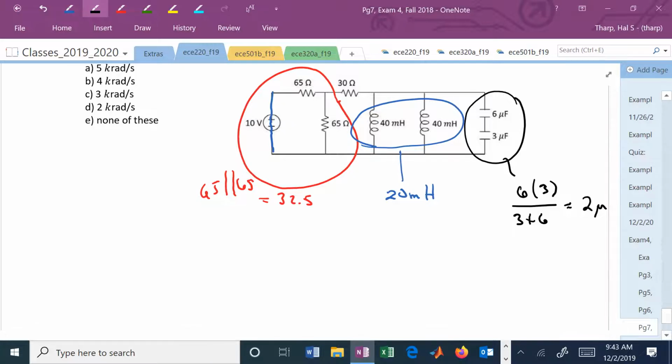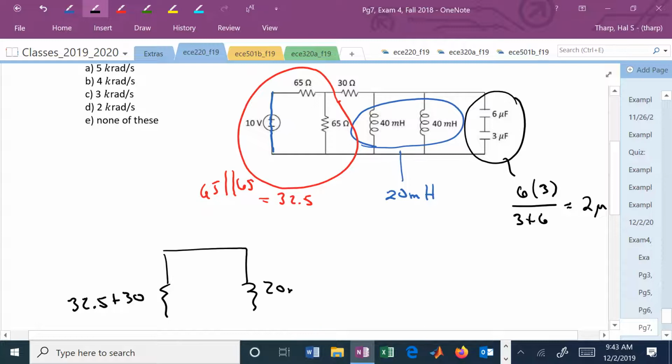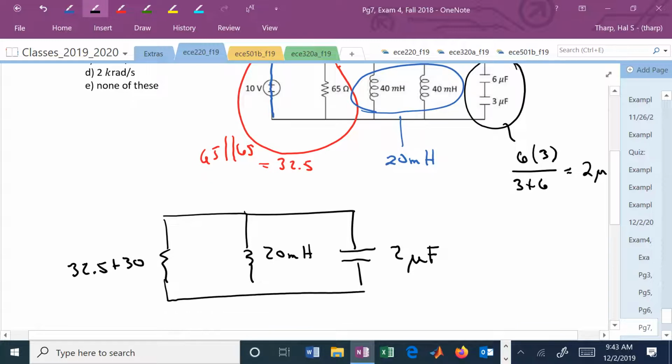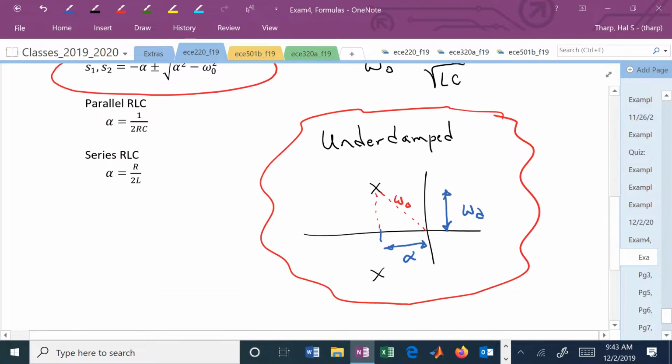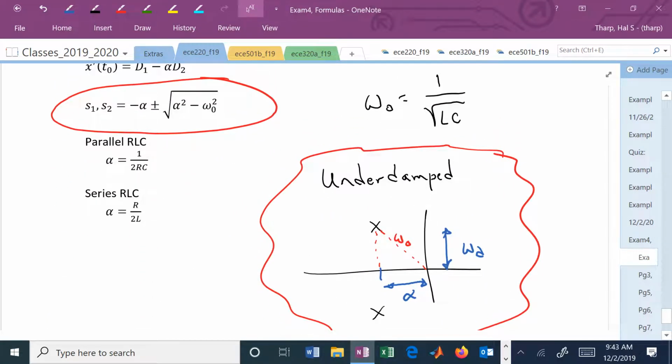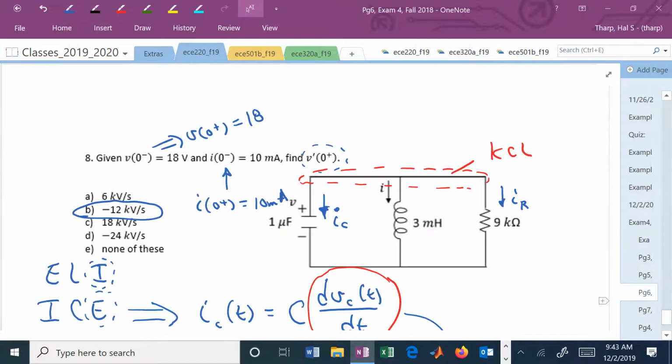Are we clear with what I'm trying to hint at? We now have one resistor, which is 32.5 plus 30. We have one inductor, which is 20 millihenries. And we have one capacitor, which is 2 microfarads. And they're all in parallel. We have a parallel RLC. And now we can use the alpha for that. And you will have this formula sheet. You go over here and you say, oh, alpha is 1 over 2RC. Now, where was I?